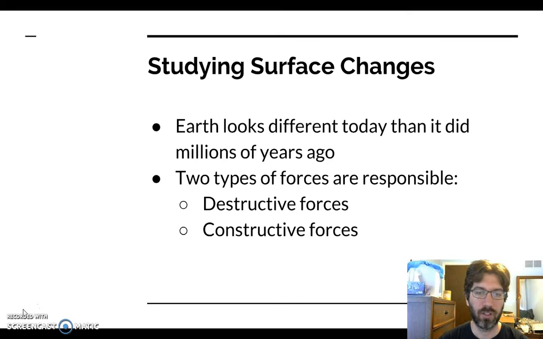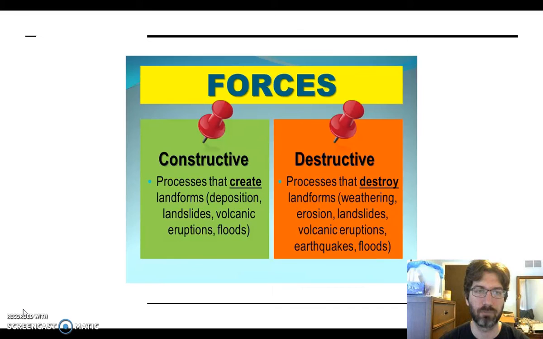Obviously, Earth does not look the same now as it did years before. So it did take millions of years for these landforms to come about, and even through time some of these landforms deteriorate. So we have two forces that are responsible for the changing of the Earth's surface, and that's destructive forces and constructive forces. Just a little chart here to make things really easy.